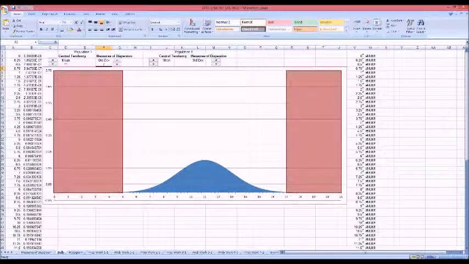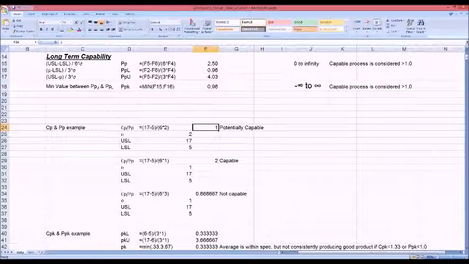And the way that you get that is the center, 11. If you go 3 standard deviations to the right, it's 3 times 2, which is 6. So 11 plus 6 is 17. So that's perfect. And 11 minus 3 times 2, which is 6, so 11 minus 6 is 5. That means you're perfectly at 1. And that's why it comes out to the value of 1.